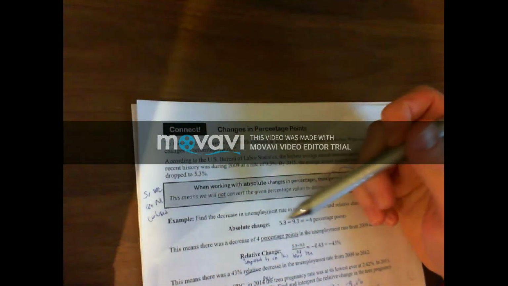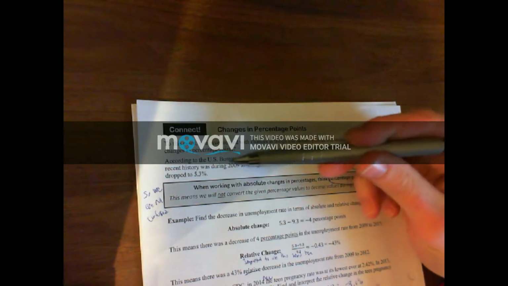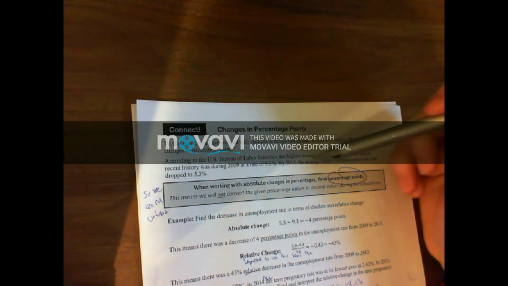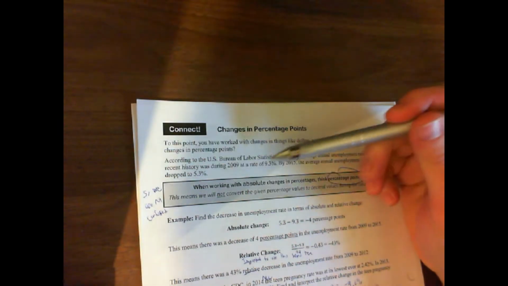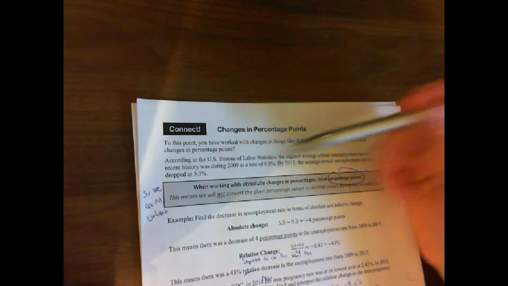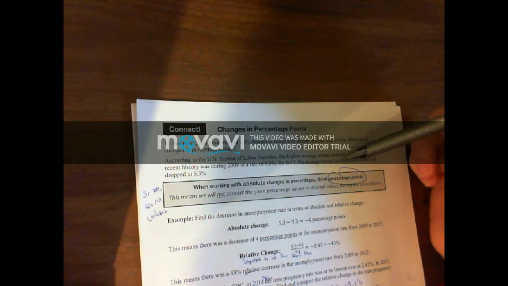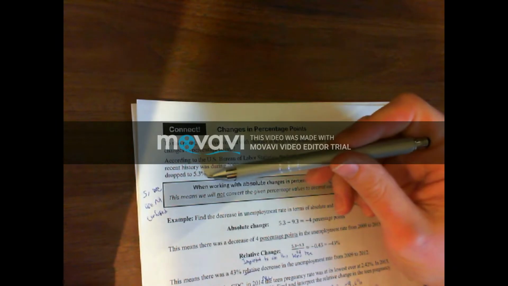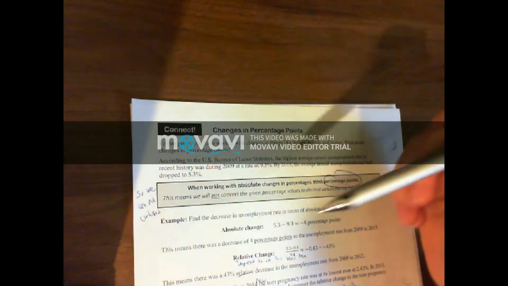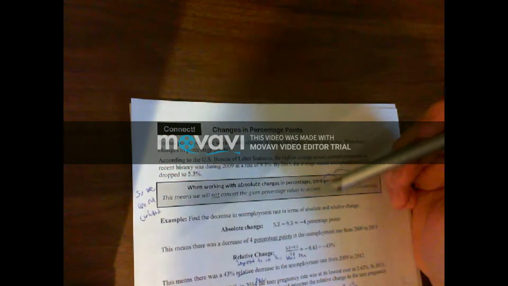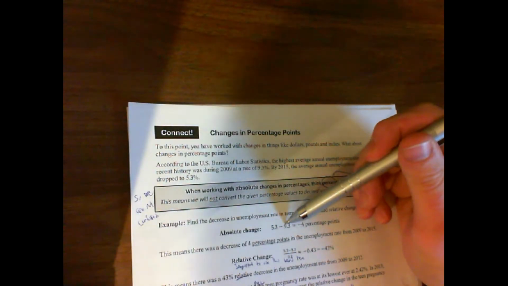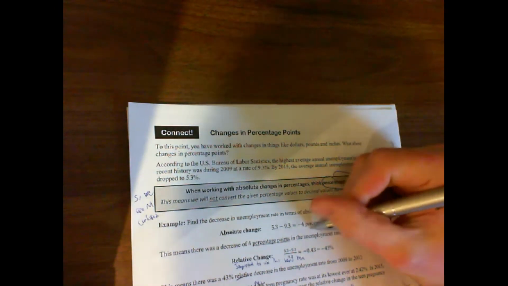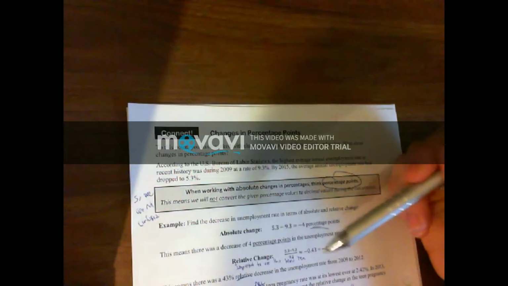So for example, according to the U.S. Bureau of Labor Statistics, the highest average annual unemployment rate in recent history, 2009, 9.3 percentage points. By 2015, the annual unemployment rate had dropped to 5.3 percentage points. So if we're going to find the absolute change between these, it would be 5.3 percentage points minus 9.3 percentage points, which is negative 4 percentage points. This means a decrease of 4 percentage points.